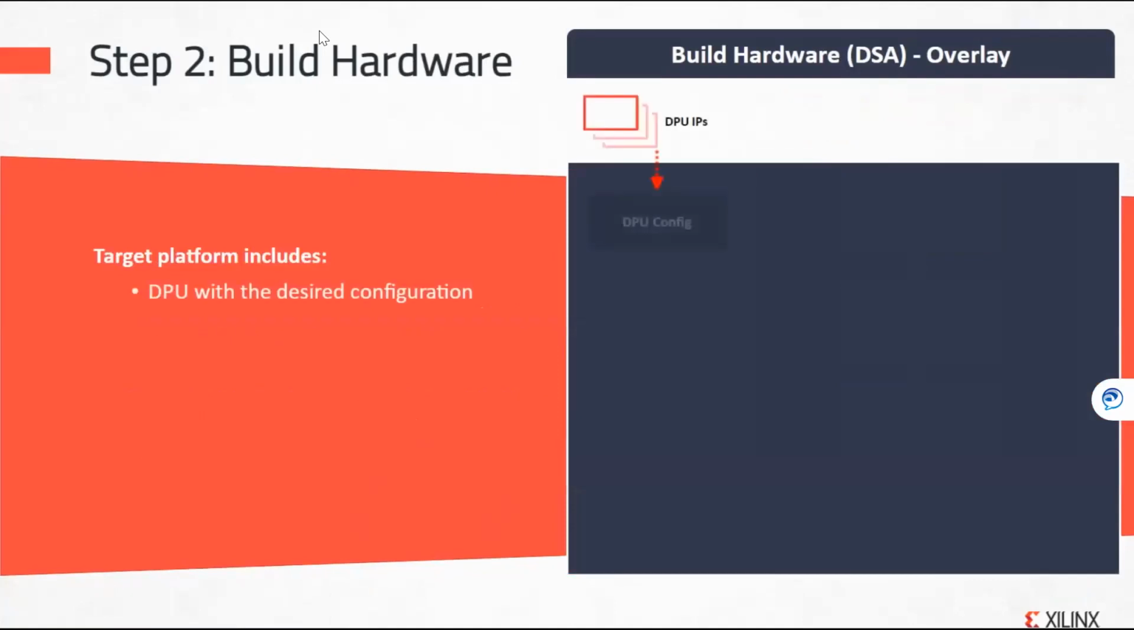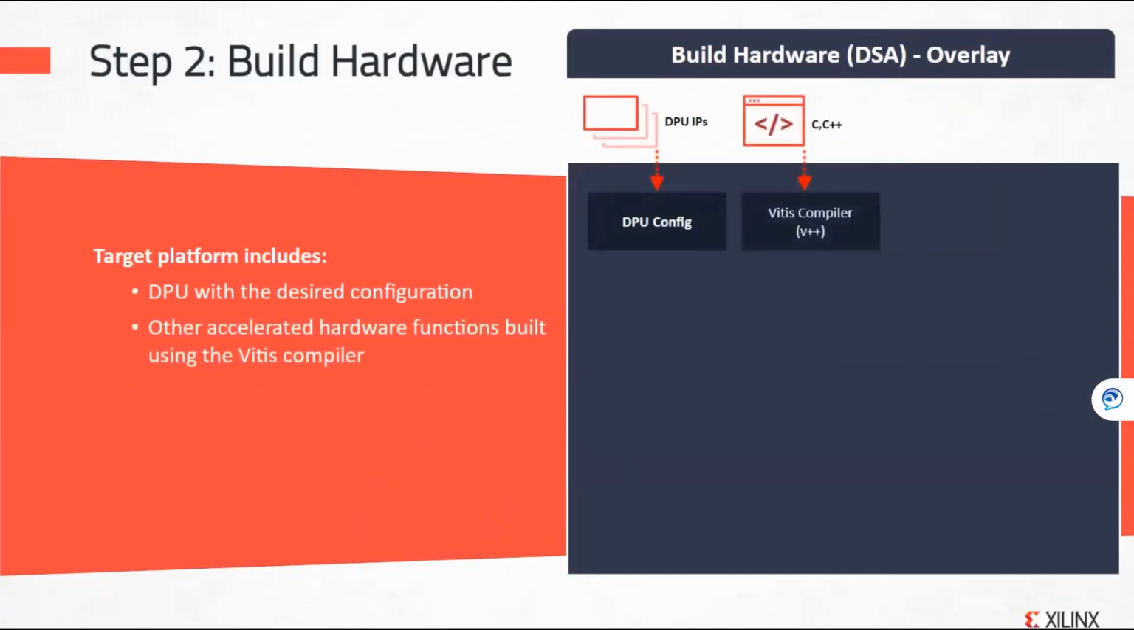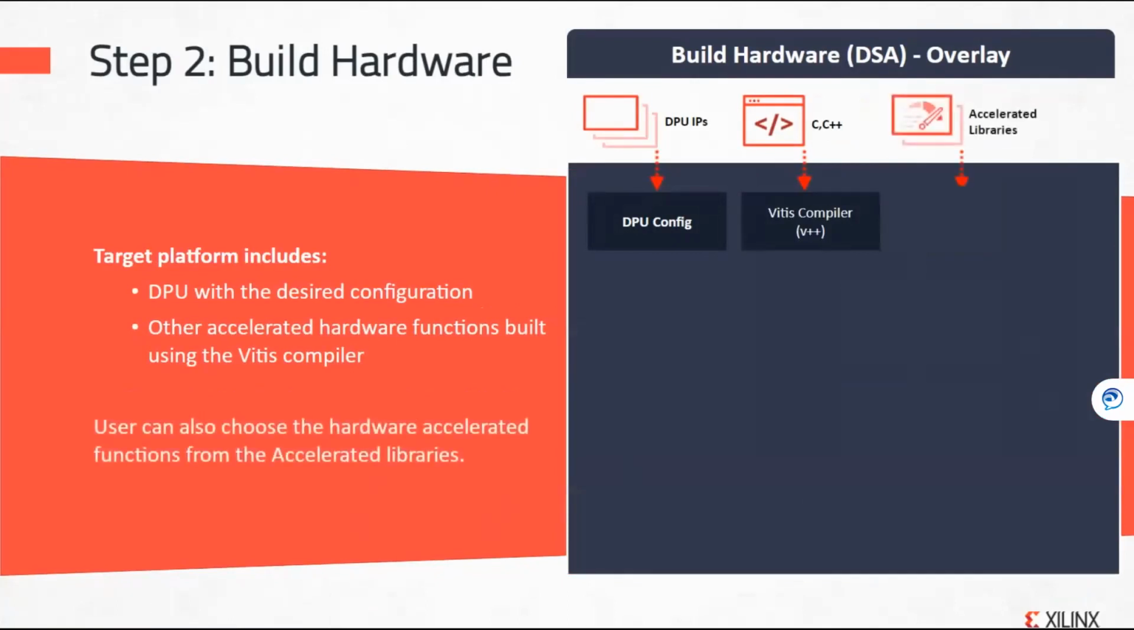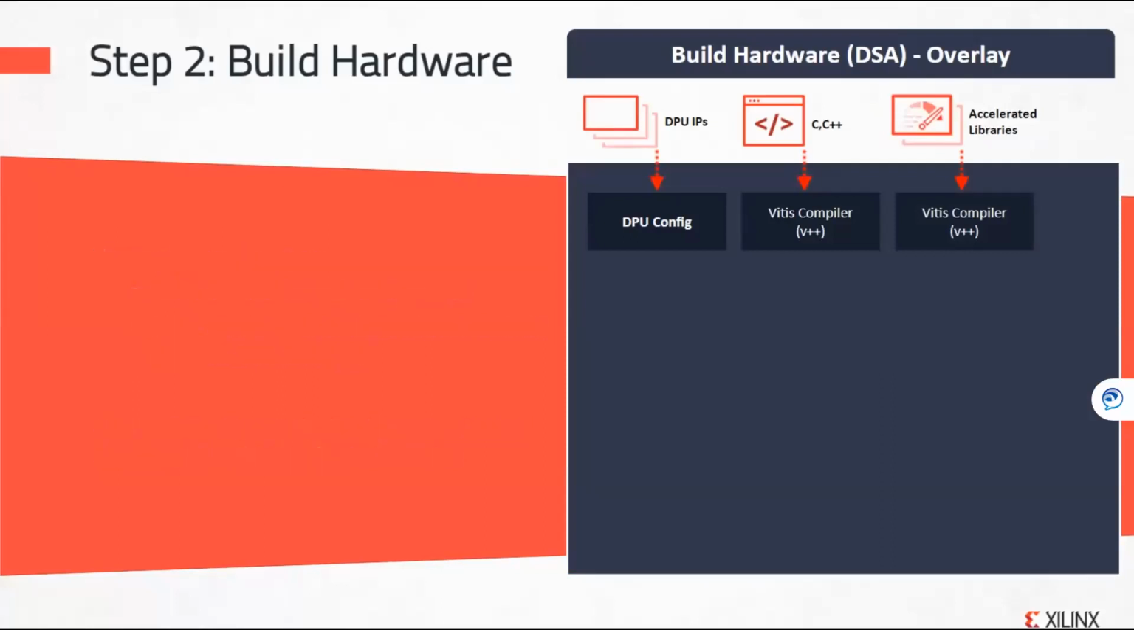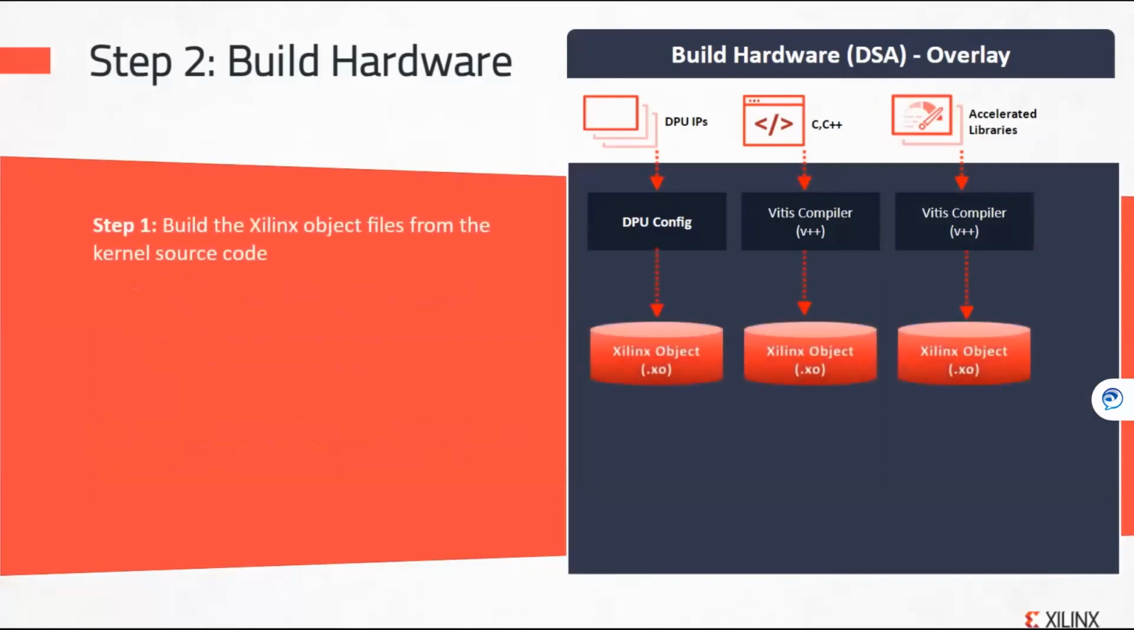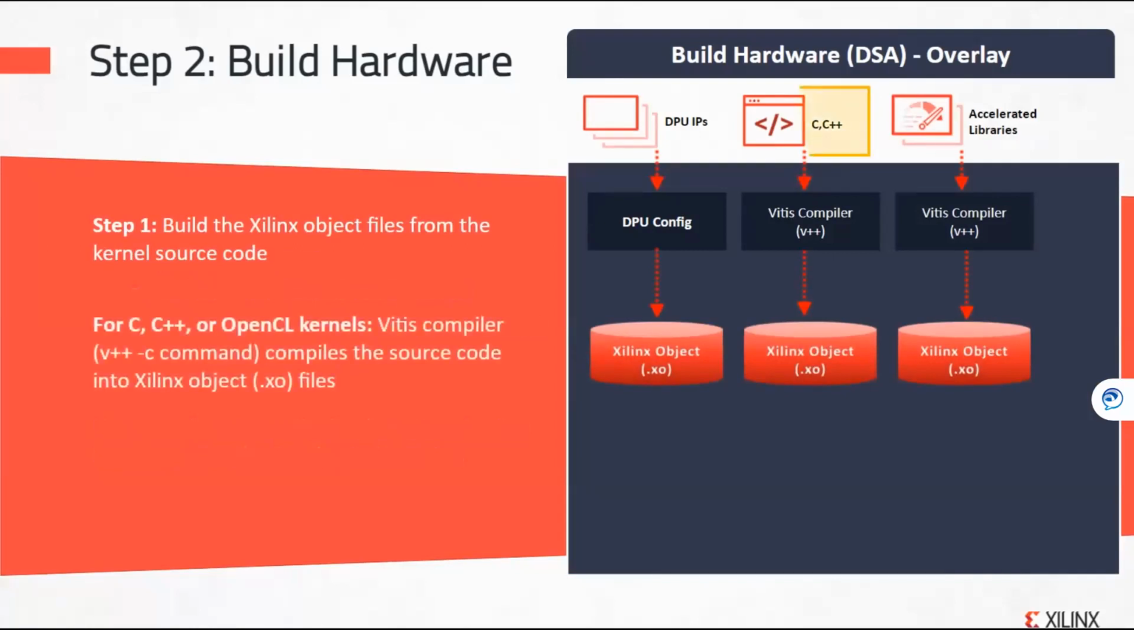The platform includes the DPU with the desired configuration based on application requirements and other accelerated hardware functions built using the Vitis compiler. You can also choose the hardware accelerated functions from the accelerated libraries. This process has two further steps. The first step is to build the Xilinx object files from the kernel source code.